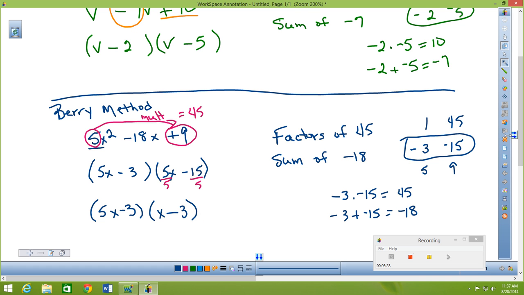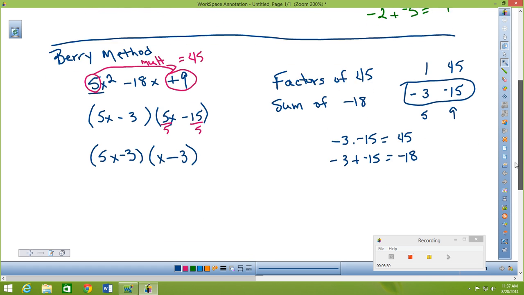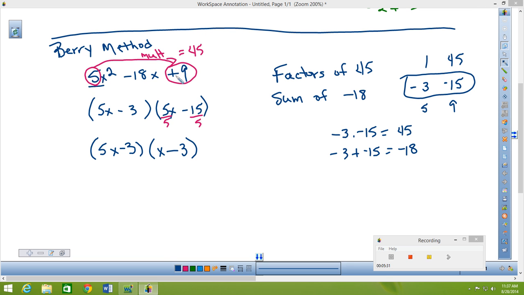If we were to FOIL this, hopefully we get back to what we started with. So doing the first terms first, 5x times x, I get my 5x squared.